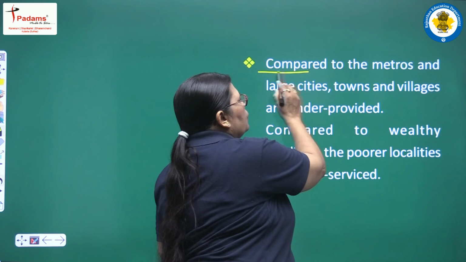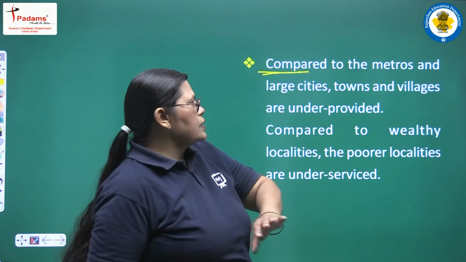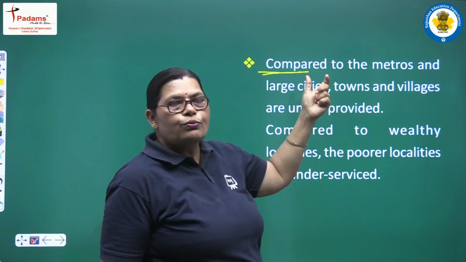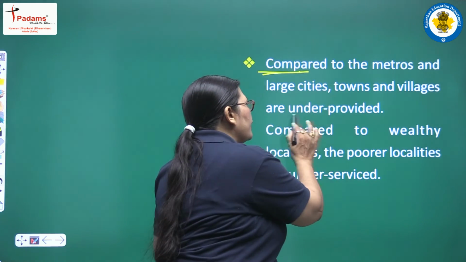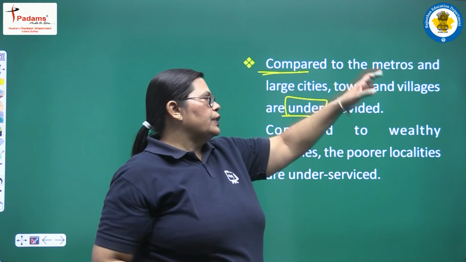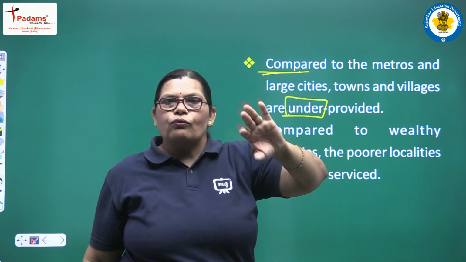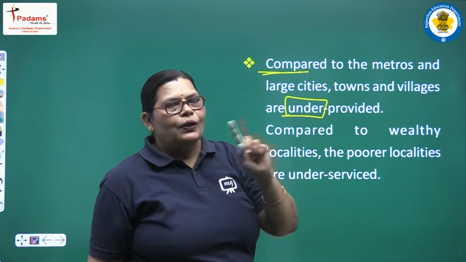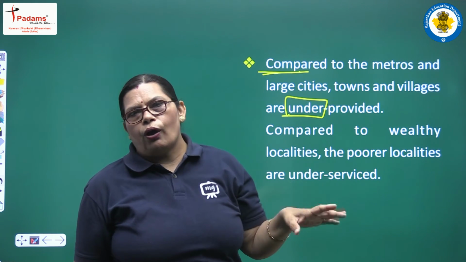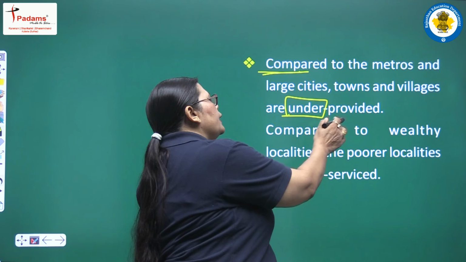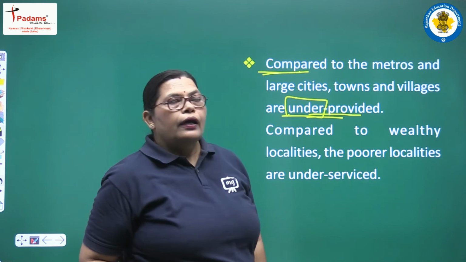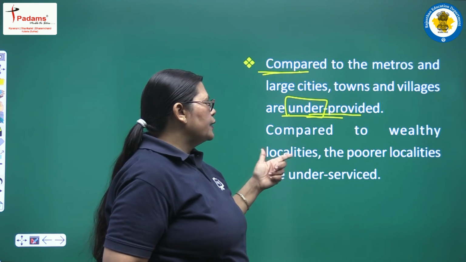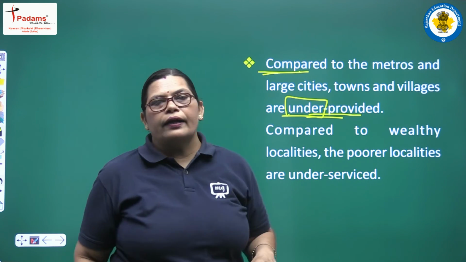When we are comparing to the metros and large cities, what's the situation? Compared to the metros and large cities, towns and villages are under provided. Yes, in metro cities and in large cities the supply of water is in a proper way, but what about the condition of the towns and villages? Totally not in favor of the people because it is under provided. And when we are comparing wealthy localities, the poorer localities are under served.